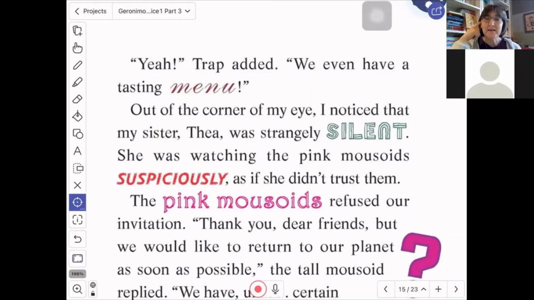But you're kind of thinking, I'm not sure I can trust them. I'm not sure this is what it seems. I think something else is going on here, and they're maybe not being honest about it. That means she didn't trust them.